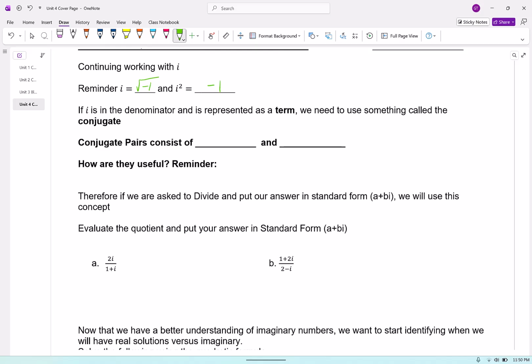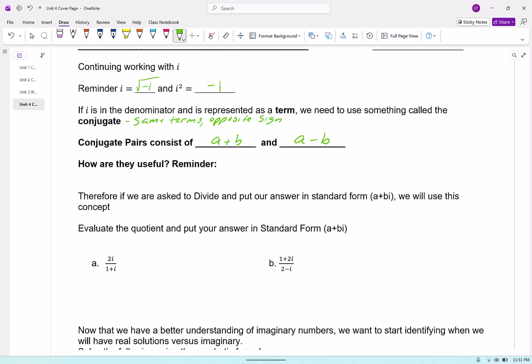So if we see that in a problem, sometimes we can convert i squared to -1 to simplify things even more. If you have i in the denominator, represented as a term, we need to use something called the conjugate. What that means is we have the same terms as the denominator, but with the opposite sign. We've kind of seen this without realizing what it is before. So we have a plus b, then a minus b. Those are conjugates of each other. Same terms, a and b, opposite signs, one plus, one minus.